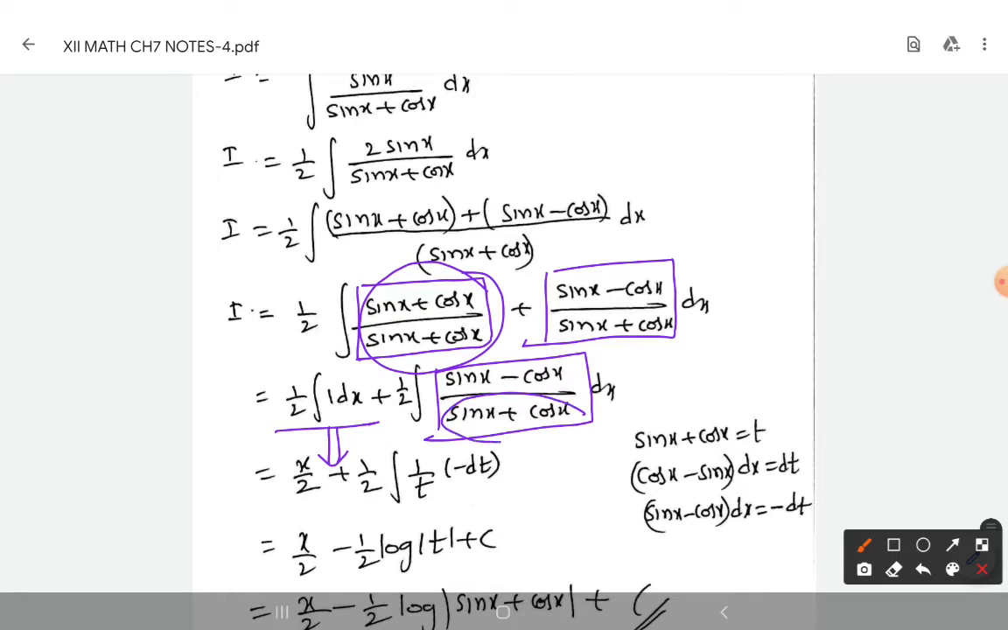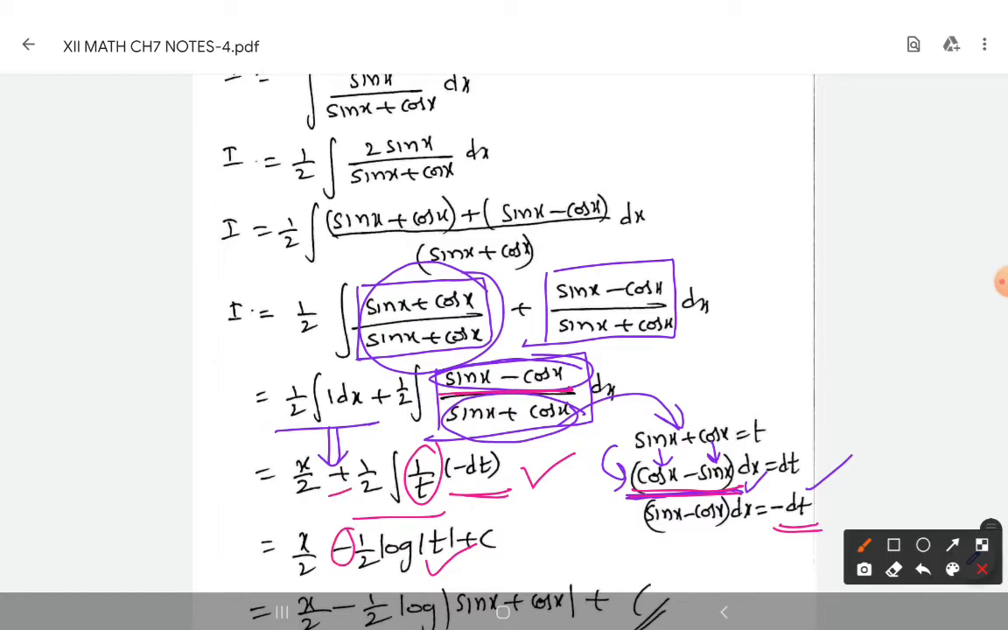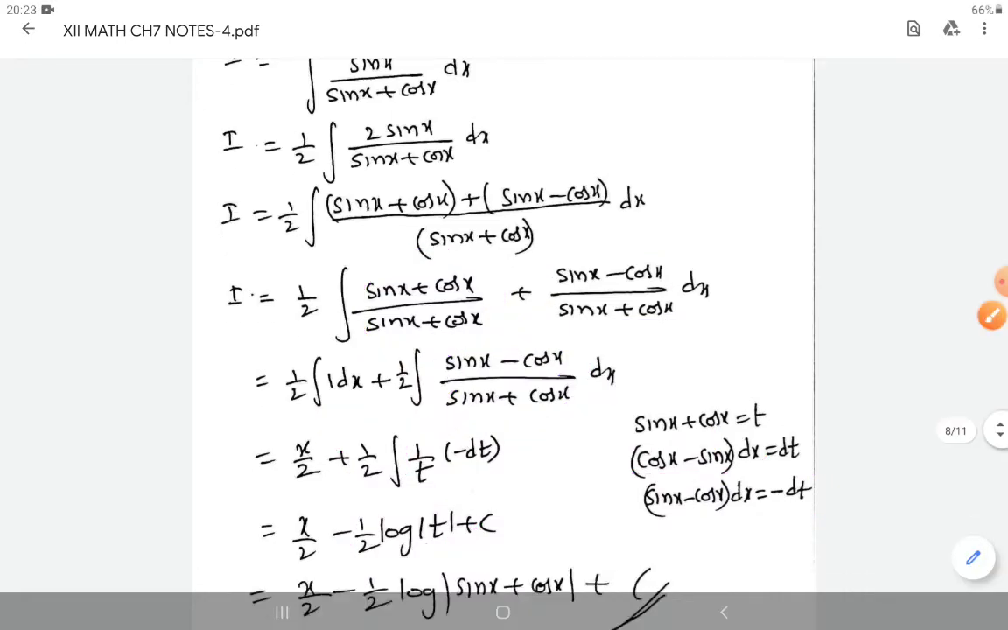So take the denominator as t. When I take the denominator as t, what is the derivative of that? Cos x minus sin x, because the derivative of sin x is cos x and of cos x is minus sin x, into dx is equal to dt. But here we have sin x minus cos x, while we got cos x minus sin x. Carefully notice that. So the minus dt will come because of the negative sign change. So it is 1 by t into minus dt. The integration of 1 by t is log mod t, and the minus is from here. After that, substitute t with sin x plus cos x, then the question is done.